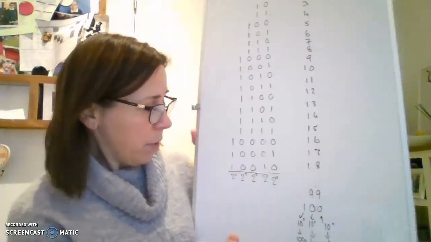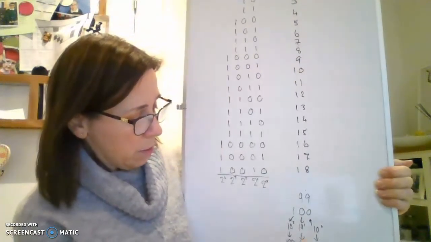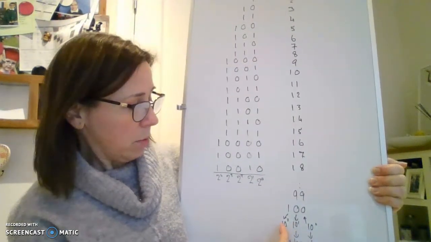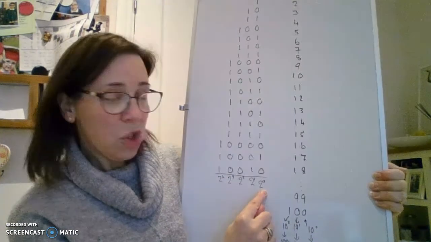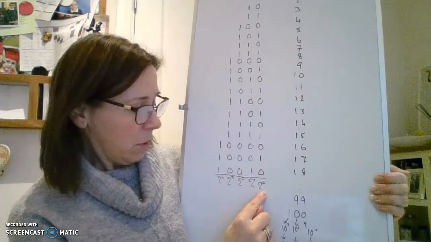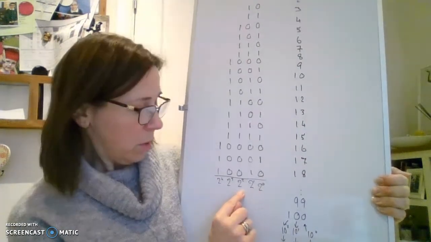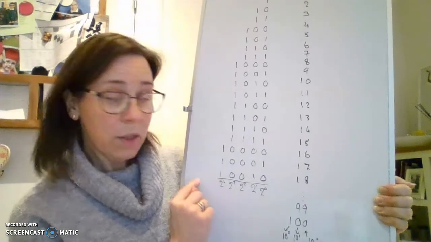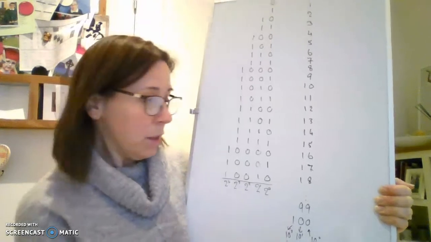Now, just like the columns over here were 10 to the power of 0, 10 to the power of 1, 10 to the power of 2, this column here is 2 to the power of 0. This one here is 2 to the power of 1, this is 2 to the power of 2, 2 to the power of 3, 2 to the power of 4, and so on. I just wanted to show you that briefly. You can look at that a few times if you want to see if it makes sense to you.